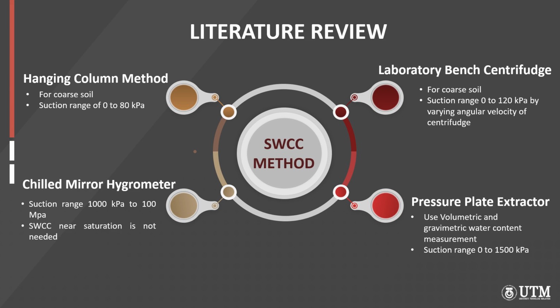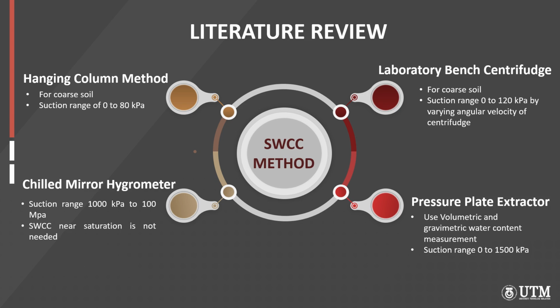Based on ASTM D6836-16, there are four main methods of SWCC. First is the hanging column method. This method is used for only coarse soil, and the suction range used is from 0 to 80 kPa. Second is the chilled mirror hygrometer. The suction range used is from 1000 kPa to 100 MPa. This is because the SWCC near saturation is not needed.